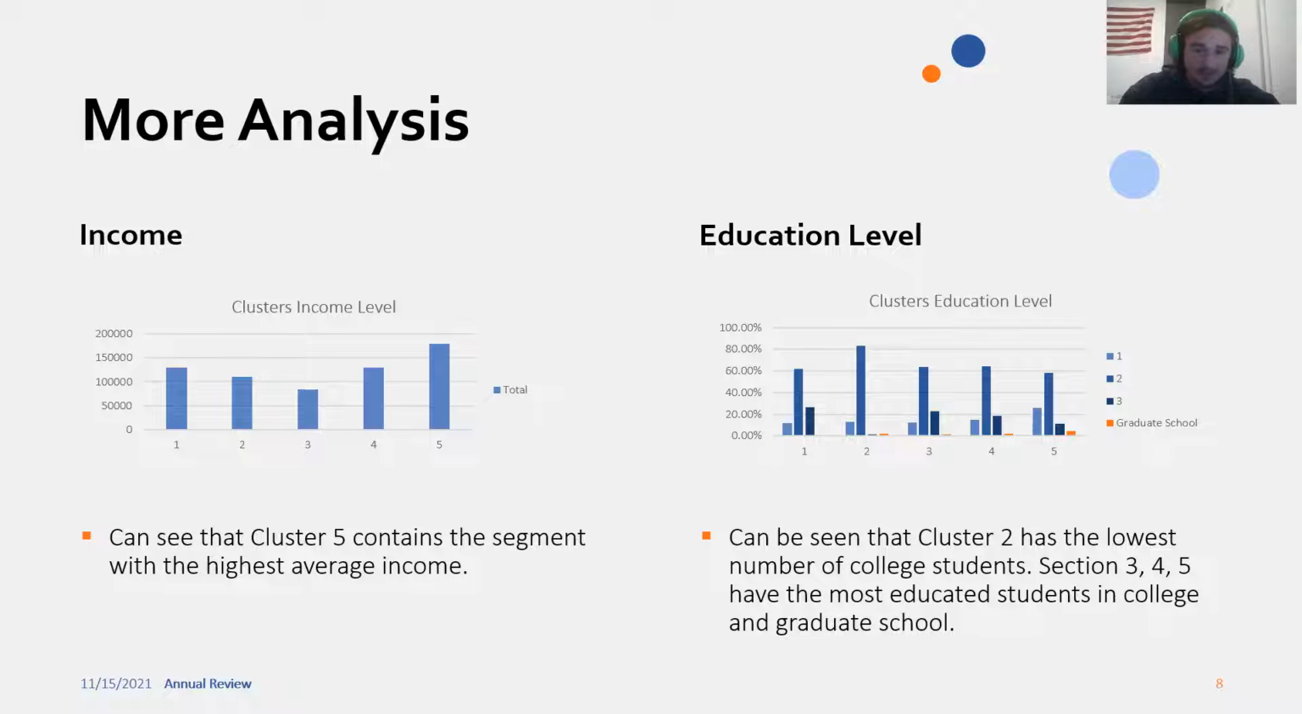Education level is something else that I looked into, and you can see that cluster 2 has the lowest number of college students as well. And then segments 3, 4, and 5 have the most educated students, with students in college and in graduate school.